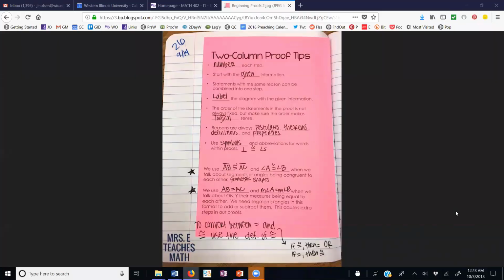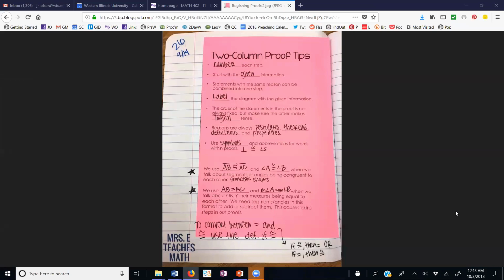We're going to number the steps. We're going to start with the given information. We should label the diagram with the given information. It needs to be done in a logical manner. The reasons will be postulates, theorems, definitions, or properties. We can use symbols so we don't have to write out all the words.